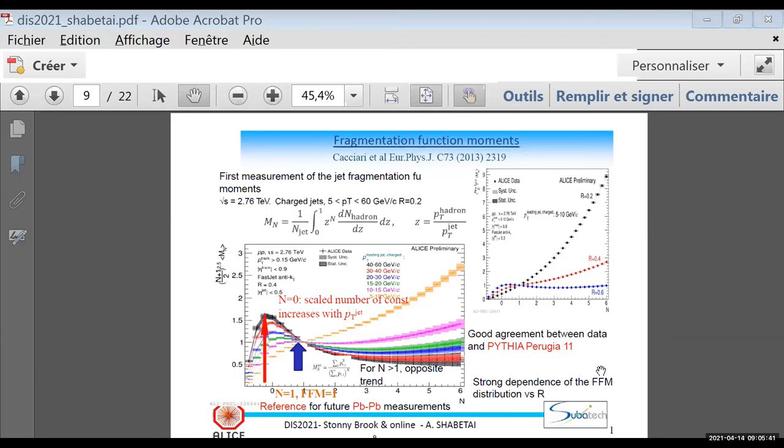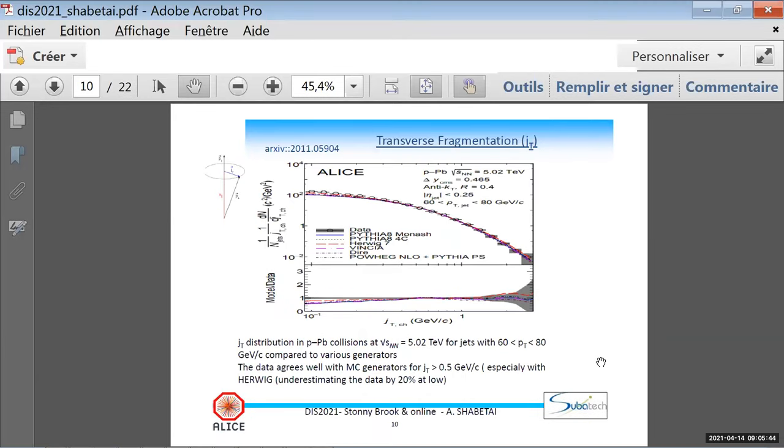Yes, okay. So then if you look at the transverse plane again with fragmentation functions, you can define the so-called JT observable, which is plotted in blue in the sketch on the top of the slide. And you can see that these measurements were compared to various Monte Carlos at 5 TeV for 60 to 80 GeV jets. And they are in quite nice agreement for JT greater than 0.5. And if you go to lower JT, you get an agreement with Herwig, which is underestimating the data by about 20%.